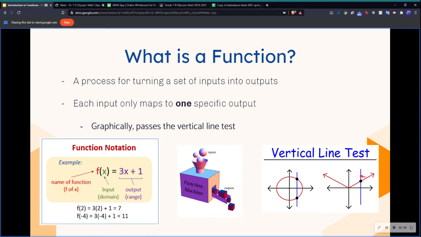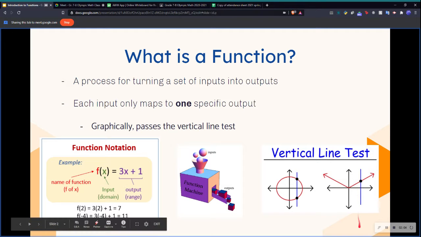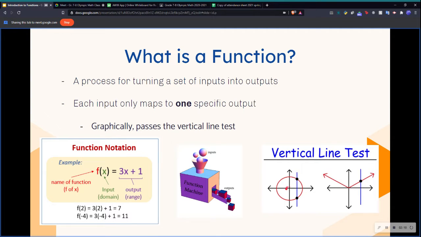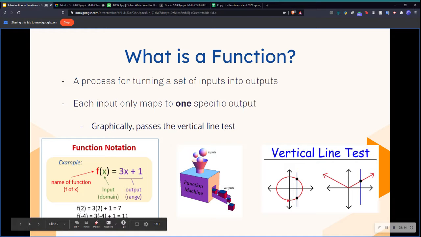this is a function, because it only crosses through it once. So you have an input right here, and it only maps to this one output. For a circle, if you put x equals 0, you'd have this output and also this output. So you can't have two or more outputs for one input.